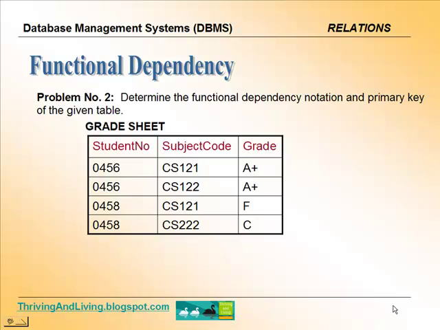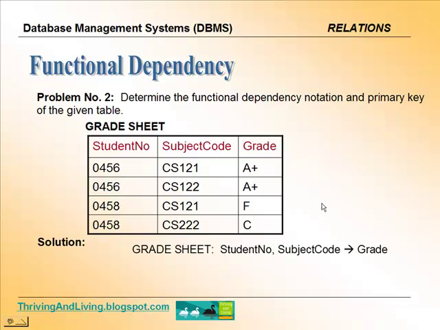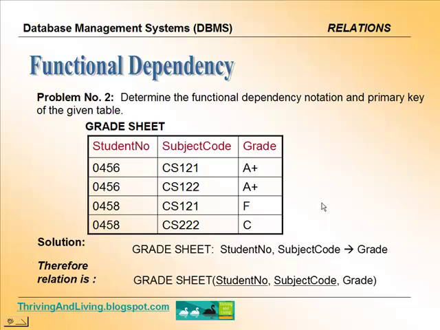On our next example, how do we set our functional dependency notation and establish our primary key? We say grade is dependent not only on student number but also on subject code. When one attribute depends on other attributes, we call this a composite key.